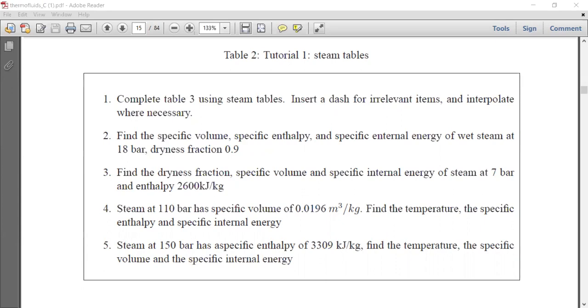So anyway, I will copy this steam table tutorial to the PowerPoint, to this PowerPoint for you to look into. Okay. And if possible, we will discuss a bit about this assignment, if you need some helping hand from me. Okay.